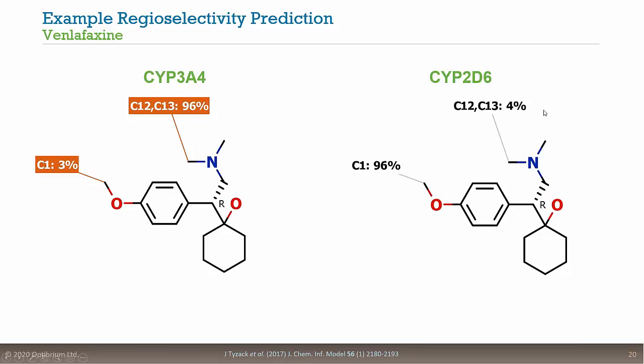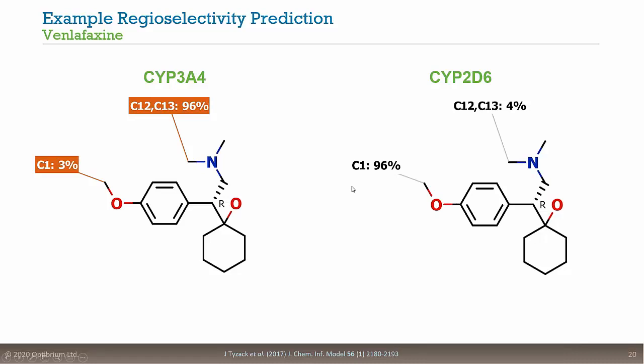So here's an example of the prediction of metabolism of venlafaxine by both 3A4 and 2D6. It's a substrate of both of those isoforms. So here you can see relative proportions of metabolism at each position, and here you can see for 3A4 the predominant site of metabolism is predicted to be here at C12 and C13, which would give you an N-demethylated product, where perhaps a very minor metabolite might be due to O-demethylation here at the methoxy group, whereas 2D6 is almost exactly the opposite. The vast majority of metabolism is predicted to be here at the methoxy group.